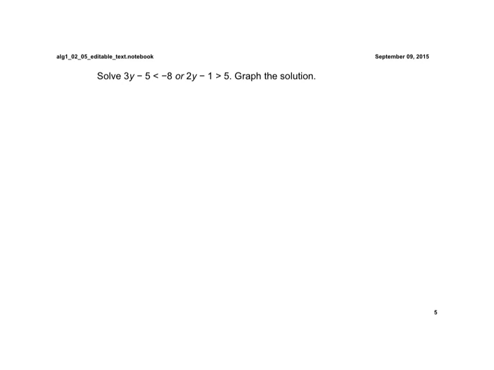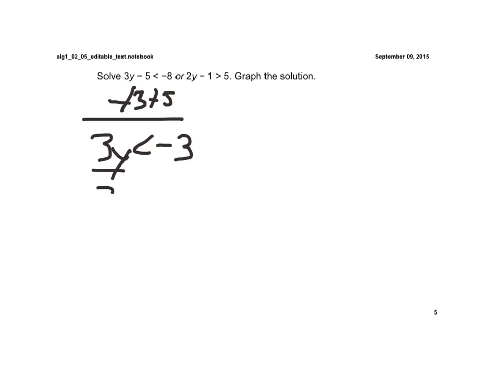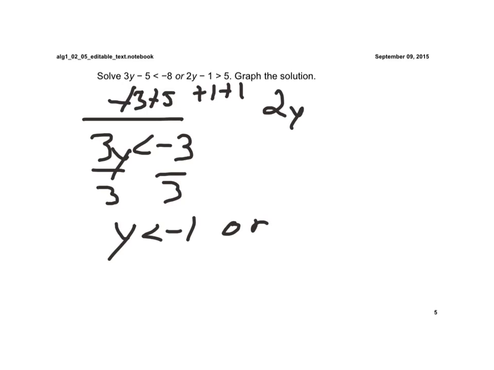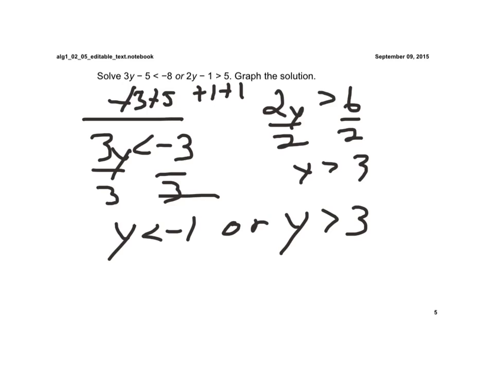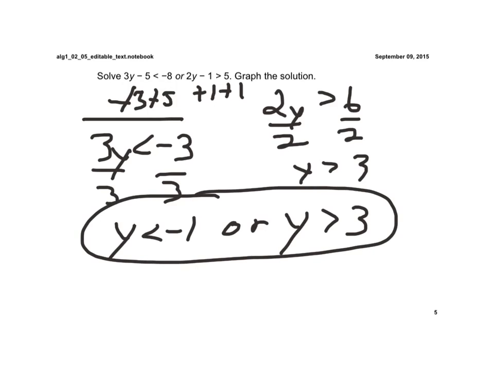Solving ORs are really 2-for-1 specials. Okay, we have two separate inequalities, so we go ahead and we'd add the 5 here. And we have 3y is less than a negative 3, then divide by 3 and we get y is less than negative 1. Or, now I solve this one, so I add 1 to both sides, and I get 2y is greater than 6. Divide by 2, and I get y is greater than 3. And again, we can't do anything else, but just leave it like that.